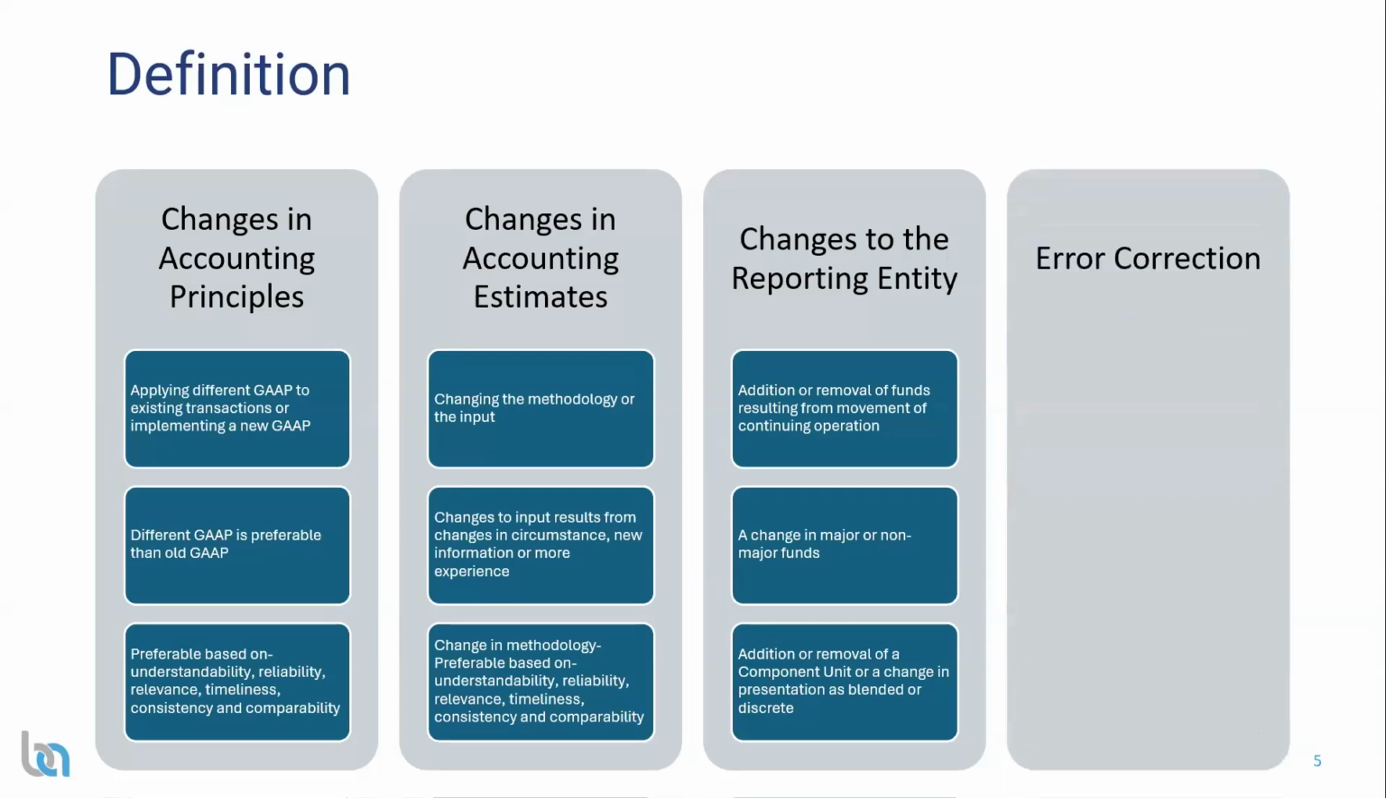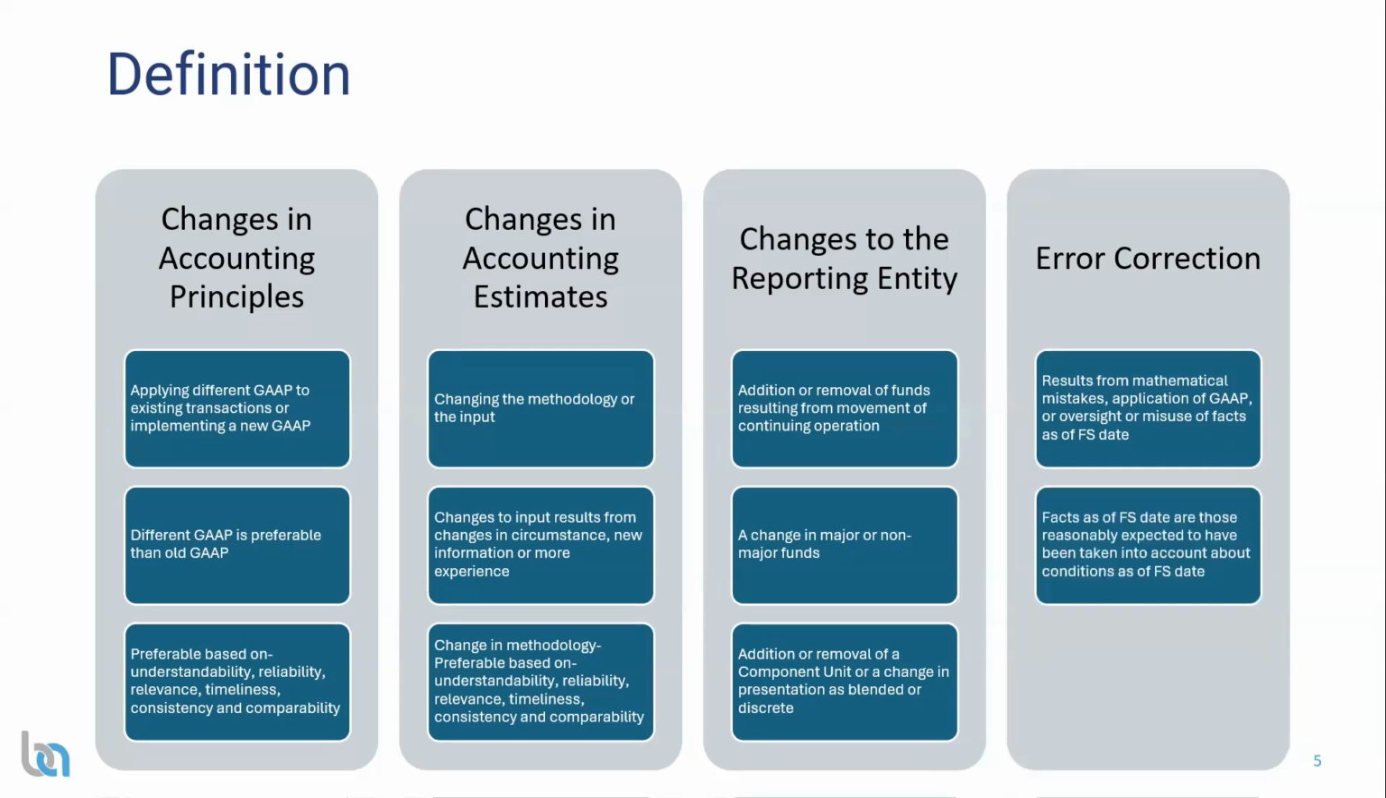And then finally, error corrections. I think error correction is very straightforward. Error corrections are the results of mathematical mistakes, mistakes in applying GAAP, oversight or misuse of facts as of the financial statement date. So what do we mean by facts as of the financial statement date? Those are facts that are reasonably expected to have been taken into account about conditions as of the financial statement date. So it's a professional judgment, but it's what a reasonable person would have expected you to know as of the financial statement date, things that you should have known. The facts were available.